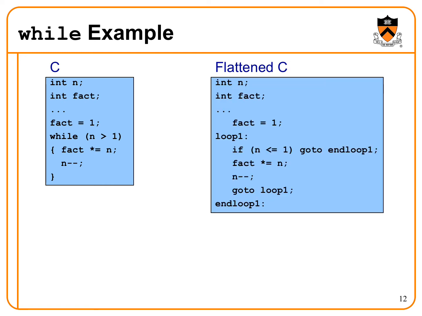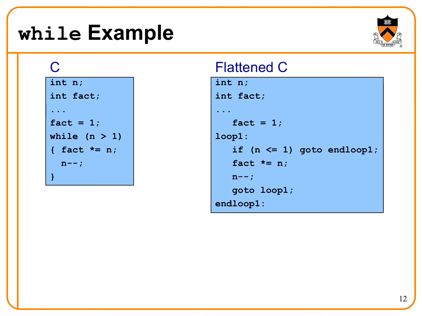Okay, so just like with the if statement, we're going to invert the conditional and jump over the block. Then we have the body of the loop, and at the end, we need to implement the behavior of the C loop, which goes back to check the conditional again. So we have a label at the top of the loop, and we go back up to it from the bottom of the body.